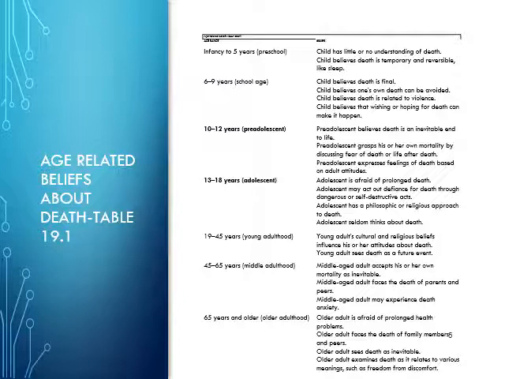Now, the child believes death is related to violence, and we see so much of that now. Some children are surrounded by violence. And they also believe that wishing or hoping for death can make it happen. Then, when we get to the pre-adolescent age, 10 to 12 years old, it's important for us to understand about pre-adolescence. They believe death is an inevitable end to life.